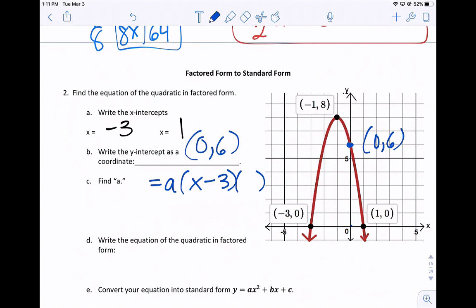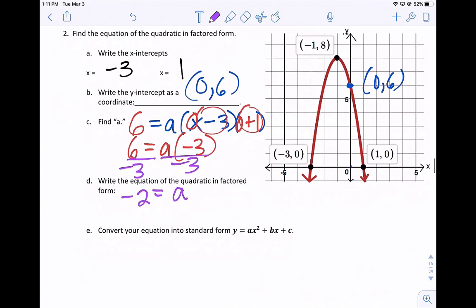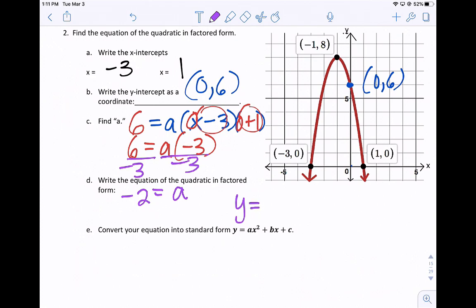Okay, so we're going to plug this in. So we have 6 equals a times 0 minus 3 and 0 plus 1. So we plug in zeros for the x's that were in factored form. And we'll multiply this out. 6 equals a times, we have negative 3 times 1, which is negative 3. We'll divide each side by negative 3. And so here our a value is negative 2. So the equation in factored form will be y equals negative 2 times x minus 3 times x plus 1.